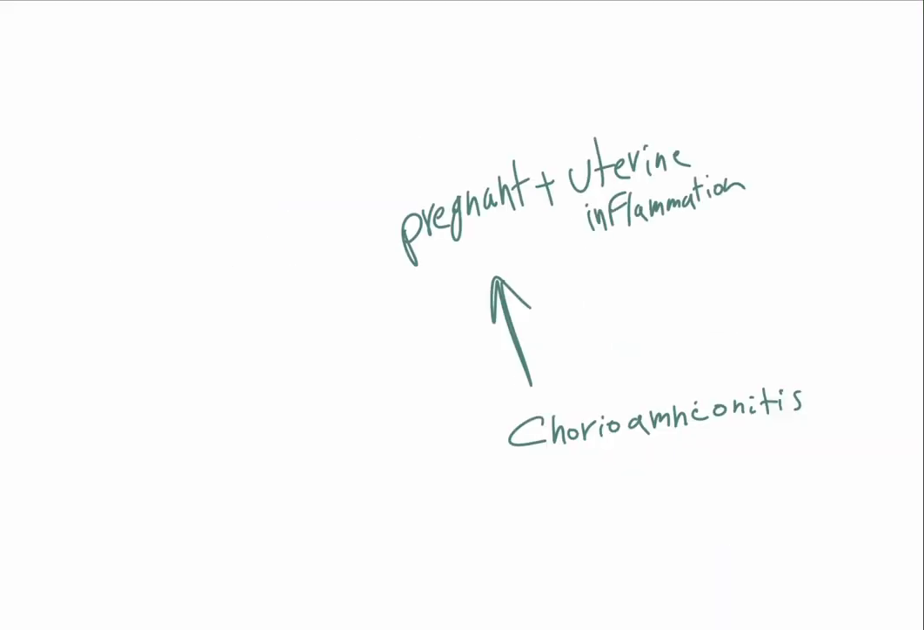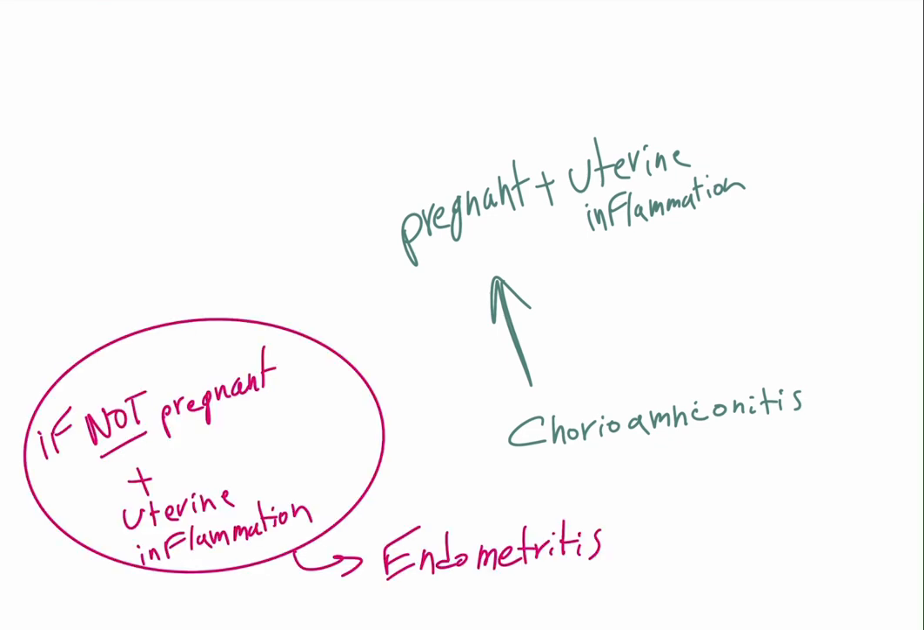Next up, we're going to get into chorioamnionitis. Now in this case, this has to do with inflammation of the endometrium. Now, a key distinction has to be made between endometritis and chorioamnionitis. You cannot be pregnant and have endometritis. So if you're pregnant plus uterine inflammation, that means you have chorioamnionitis. If not pregnant, now you will be thinking endometriosis or postpartum endometritis.